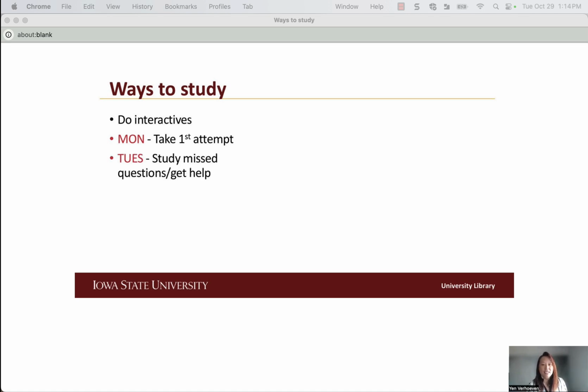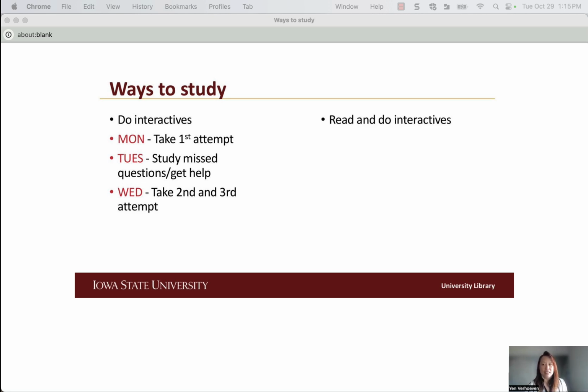And then Tuesday, you study the missed questions, you come to the quiz review exam, you get help. Or like I said, you reach out to your instructor, go to office hours, okay? Wednesday, take the second and third attempt. Try and get those maximum amount of points possible. That's one way to do it.